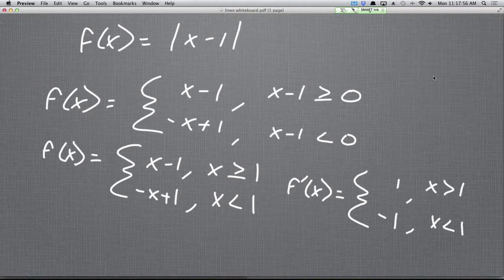Once I have my derivative, what do I have to check? The limit from the left and from the right. The top one gives me the limit from the right, which is 1, and the bottom one gives me the limit from the left, which is negative 1. So the limit from the right is 1, the limit from the left is negative 1, so it is not differentiable, because the limit of the derivative does not exist at x equals 1. So I would not be differentiable.